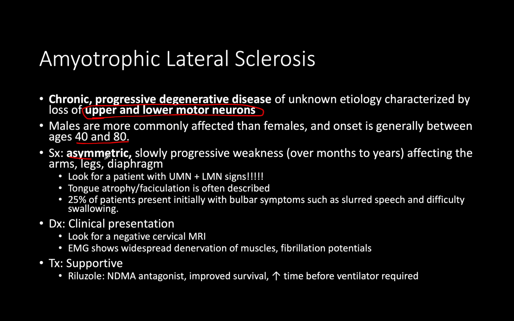This is going to be asymmetric. That's the first thing. Just like in the patient in our question stem, we saw right hand thenar atrophy, but the left hand was fine. Slowly progressive weakness over months to years, affecting the arms, legs, diaphragm.